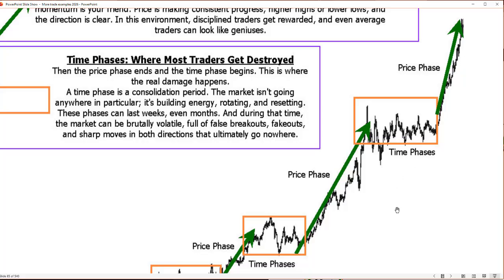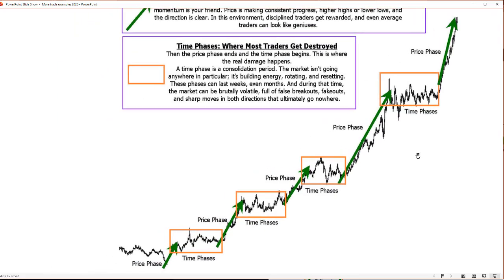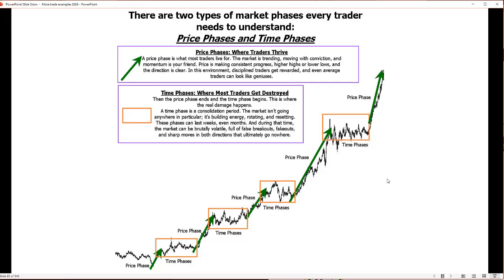So once we understand that, there are two different phases I look for. When we're talking about the Gann trading strategy, what I'm looking for is, one, the market to be in a time phase. If we've been in one of these price phases for quite some time, what do you think is likely to happen eventually? We're going to go into one of these time phases.